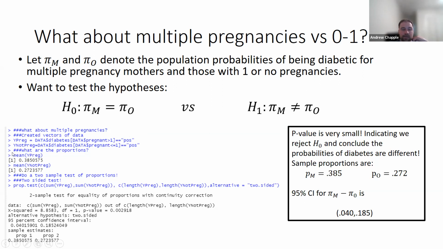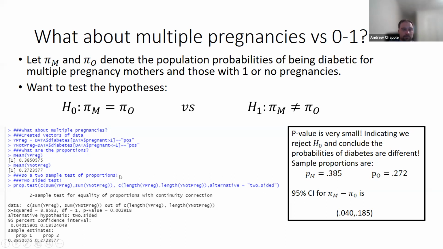What are the proportions here? Mean y preg is about 0.358. Mean y not preg is 0.272. So there is a visible difference here, but is it significant? Well, I can plug this in the same way. This is the same code that I had before, right?